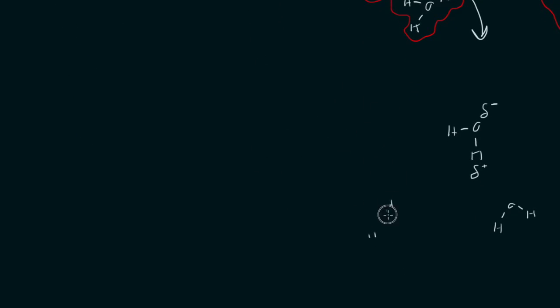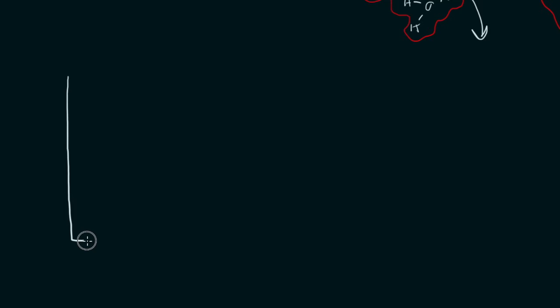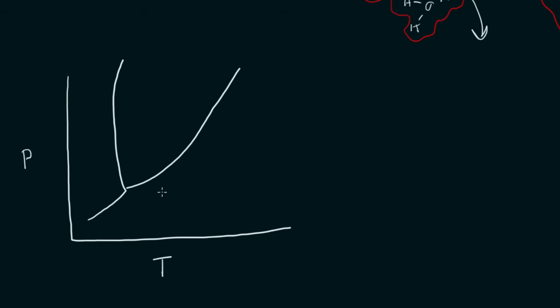So let me erase these. A phase diagram is going to recognize that we don't just have changes of state with different temperatures. We also have changes of state with different pressures. So this is what a phase diagram looks like. We're going to have these 3 distinct lines that come to a single triple point. We call this a triple point. And we're going to be graphing pressure versus temperature.